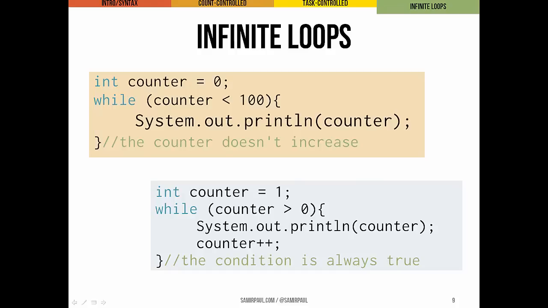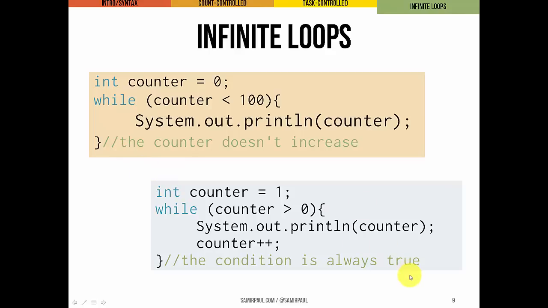There are a couple of ways you can end up with what we call infinite loops, and those are loops that run forever. They never actually properly exit the loop. One way is you could have a counter that doesn't actually increase. Right here, we start our counter at 0, and the condition is as long as the counter is less than 100, print out the counter. Well, we forgot to increment the counter, and so this loop is going to keep running forever and ever. That's one way to have an infinite loop.